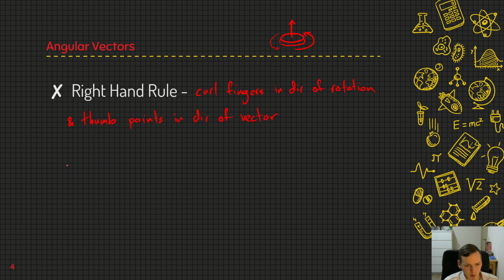So again, I'll do an example of a disk rotating as shown below. What direction is omega? I've got a disk down here, and I'm going to have it rotating around like this, and then in the back rotating up.